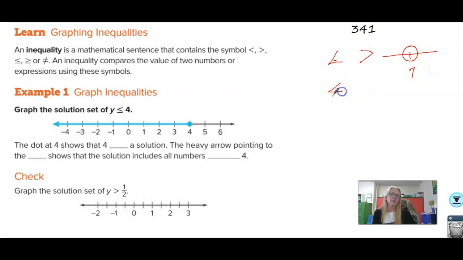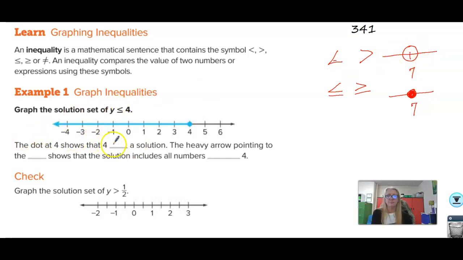Now, if you have less than or equal to or greater than or equal to, then that means that 7 is included in the solution set, and we use a colored in dot, okay? So if the or equal to is present, the dot is solid. If the or equal to is not present, that means that that number is not part of the solution set, and the dot is open, just in case you've forgotten.